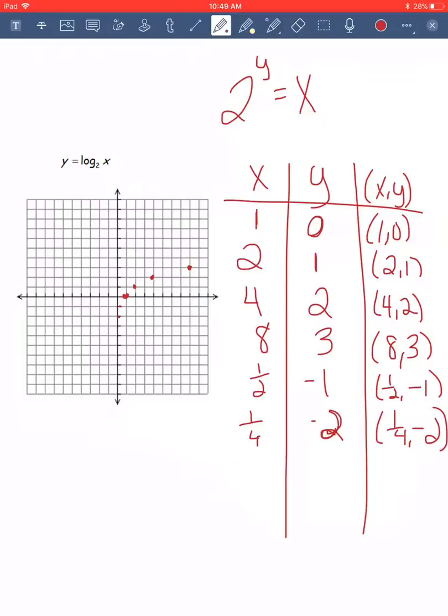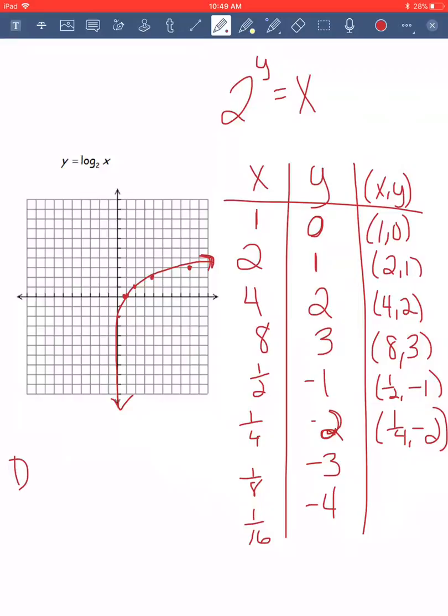And I'm going to be getting closer and closer and closer to 0 without touching it. So if I plug in -3, 2 to the negative third power is 1/8. If I plug in -4, 2 to the negative fourth power is 1/16. So I'm getting closer and closer and closer. So about like this is what our graph looks like.